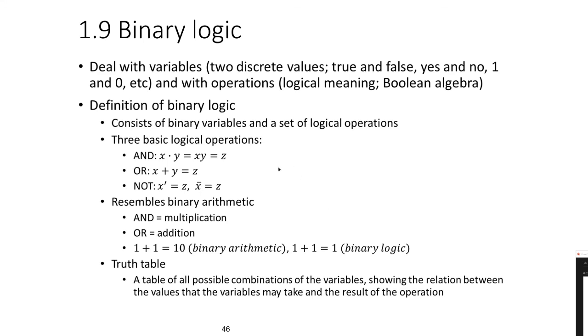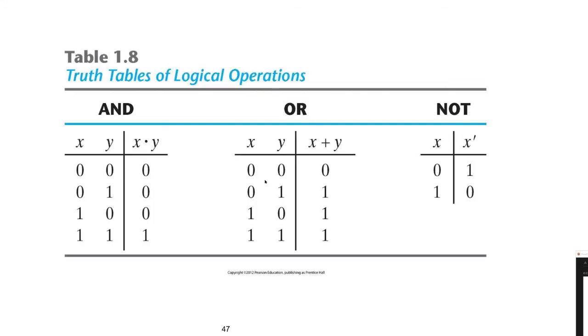Now, a truth table is essentially a table that shows you all of the possible combinations. And here's a truth table for each one. What this one says is you need two things that occur, both to be true, in order for the output to be true. Otherwise, it's a 0, and that's an AND operation.